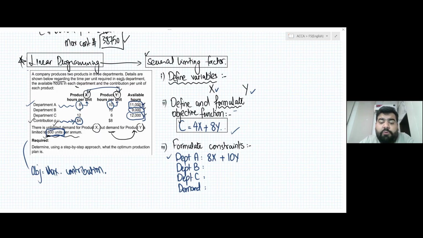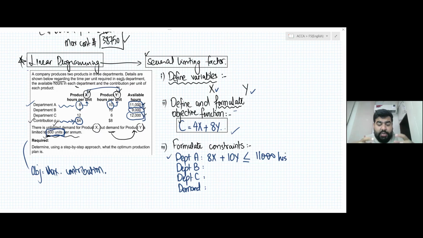Further, what will we write? We will write less than or equal to 11,000. What does it mean? 11,000 means the resource available. It means that in department A, 8 hours will be required by product X plus 10 hours will be required by product Y. We can use the complete 11,000 hours or less. We can't use more. So that's why I have made the sign of less than or equal to.